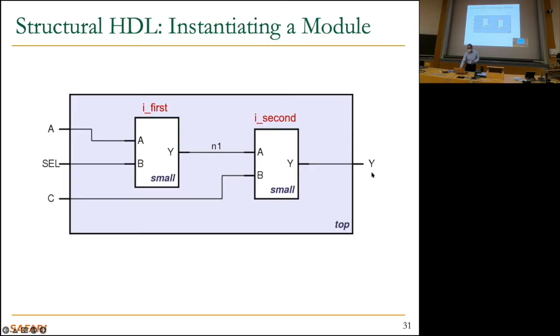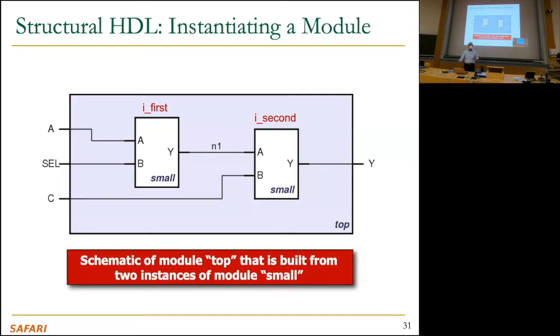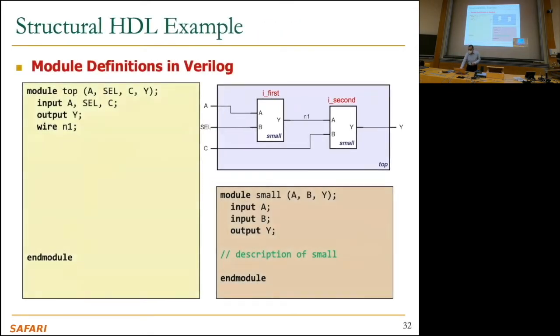You can basically start with a schematic. A schematic is essentially a pictorial representation of your circuit. This schematic of module top is built from two instances of module small, simple. You'll build a lot more complicated things in this course. This is how you define things, basically. This is the module definition of the top module. It has three inputs, A, select, C, and then one output Y. And there's a wire. The connection is defined as a wire, as you can see, N1.